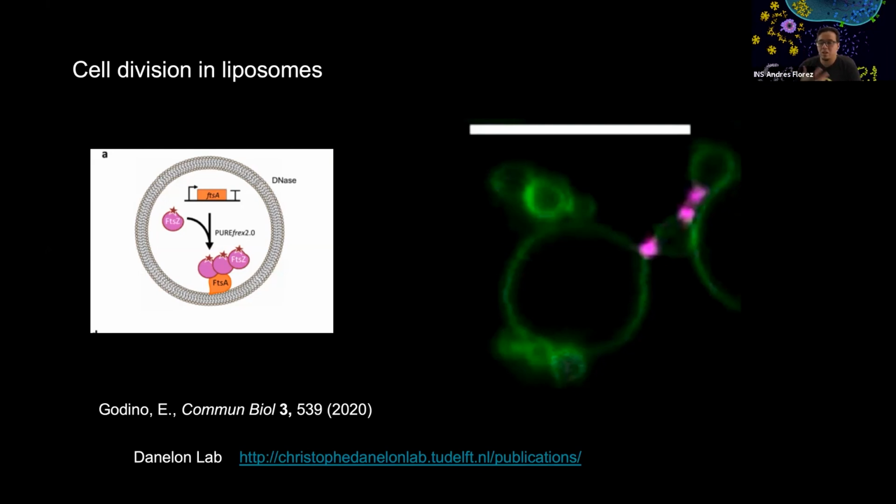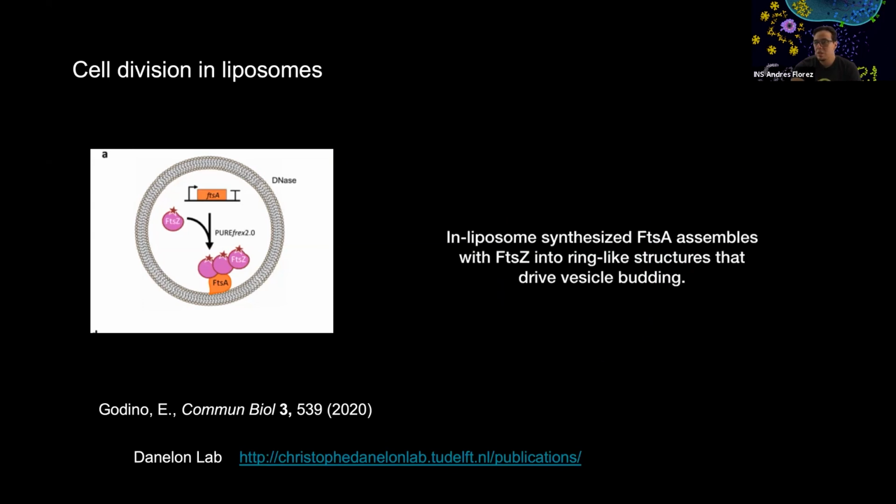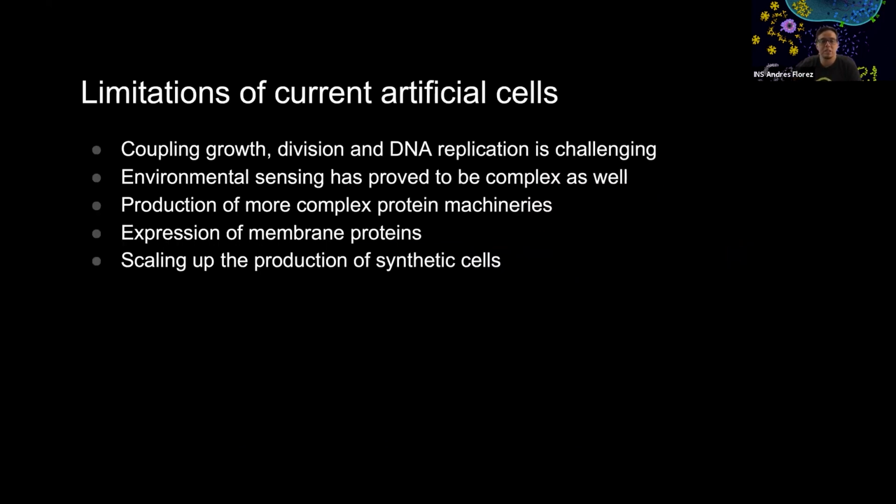It looks very simple, but it has been extremely hard to make. That's why it's very hard to make artificial cells that are able to divide. Just to finalize this lecture, what are the current limitations of artificial cells? Coupling growth, division, and DNA replication is challenging. I showed you a little bit of what is possible. Environmental sensing is also very difficult, but there is some progress. Production of more complex protein machineries inside of the liposome is what is important for the future. This is still in progress because we need to handle that. It's going to get crowded.